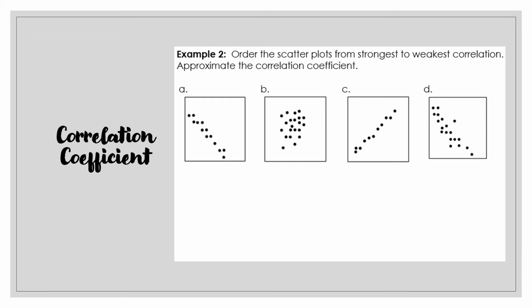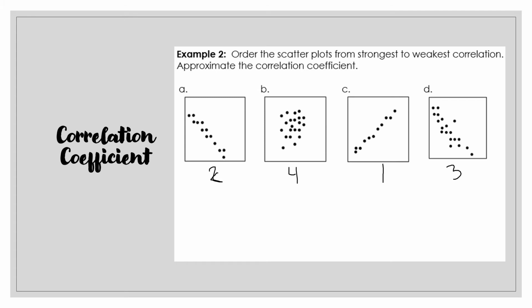So example 2, we're going to first order these scatter plots from the strongest to the weakest correlation, and then we're going to look at what the actual correlation coefficient could be. Depending on the strength and the direction of the scatter plot, that will help us to approximate a value for R. So if we're first looking at the strength of these, C would clearly be the strongest because those data points are all closest together, and then A would probably be the second strongest. Then we would have D, and then B would be the weakest correlation.